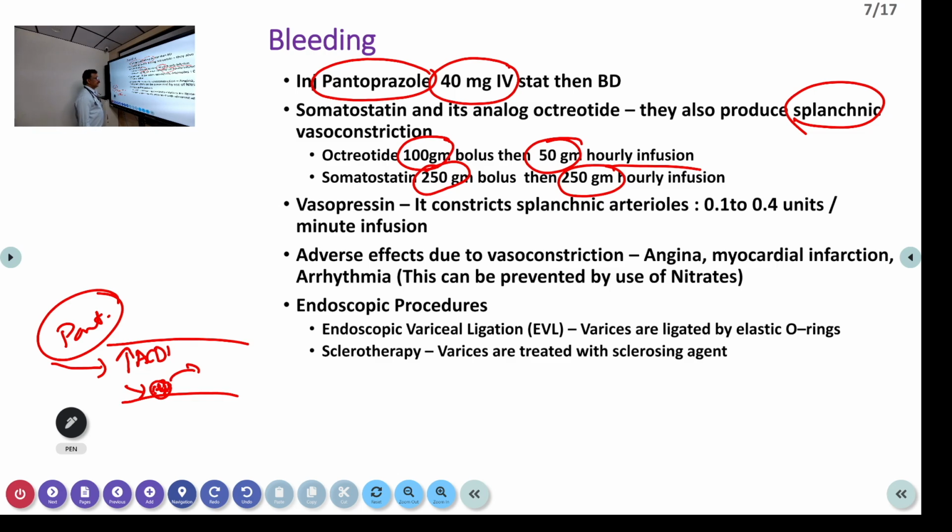Endoscopic variceal ligation is another option. If you have a gastro center, you can send the patient for EVL and sclerotherapy. Sclerotherapy means a sclerosing agent is injected and the bleeding will be arrested. In endoscopic EVL, this is a blood vessel which is bleeding, and they put a ligation here, so that blood vessel will be blocked.